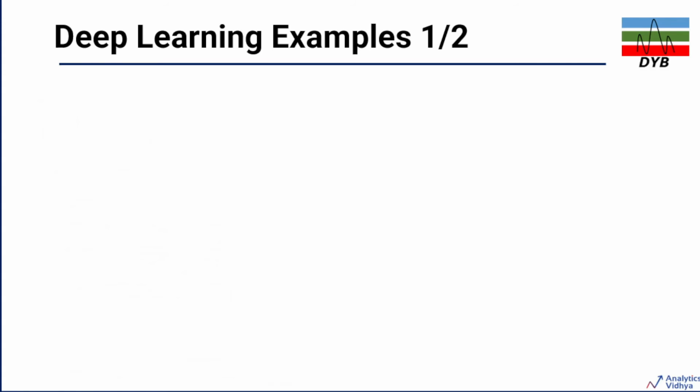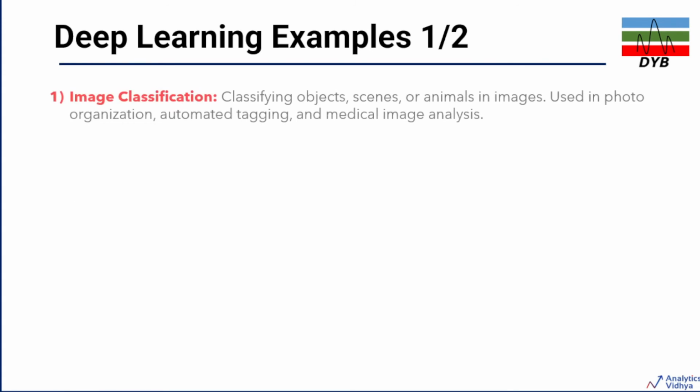And also in deep learning, let's look at some examples. Image classification: it is more extensive, but here you don't need human interaction. It classifies objects, scenes, animals, and images, used in photo organization with automatic tagging. In machine learning, we tag it ourselves, like this is a car, this is a dog, this is a cat. But here you have automatic tagging, and medical image analysis, like if you have a tumor or something of that sort, it will automatically detect it and give you the final results.